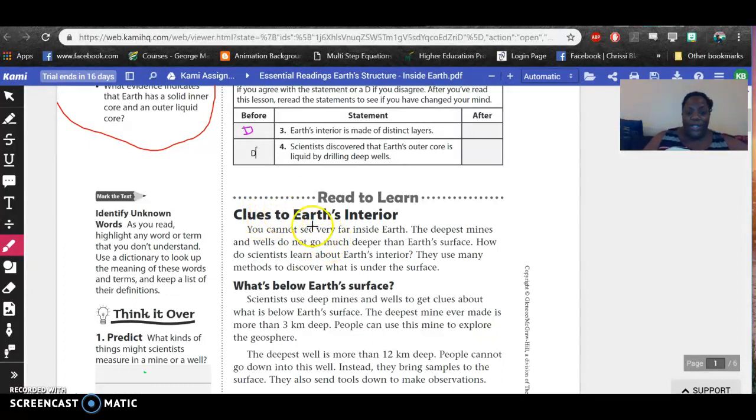All right, you cannot see very far inside Earth. The deepest mines and wells do not go much deeper than Earth's surface. How did scientists learn about Earth's interior? They used many methods to discover what is under the surface.